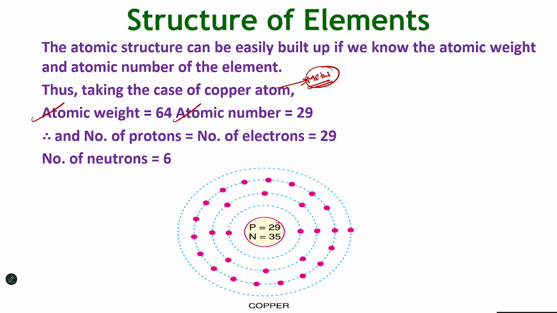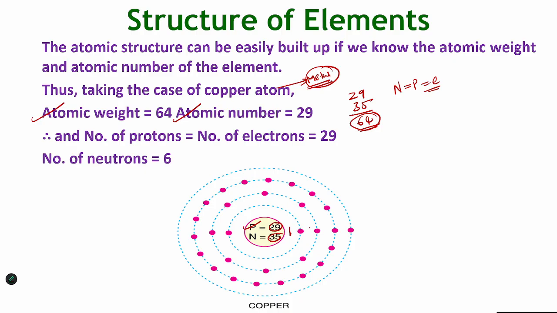Basically, the number of protons is 29 and the number of neutrons is 35. So 29 plus 35, this is the atomic weight. How much do you get? 64. This is the atomic weight. The atomic number is equal to the number of protons, which is equal to the number of electrons. So 29 protons and 29 electrons are there.